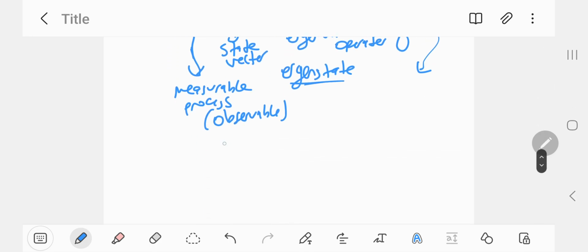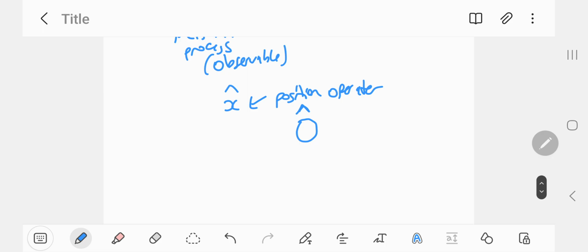Operators are always represented by a symbol with a hat on top. For example, X hat is the position operator. Position is typically given the symbol X, and the operator is given the hat symbol. In general terms, an operator looks like this mathematically: it maps some state, psi, to another state, phi. This is the Greek symbol phi.